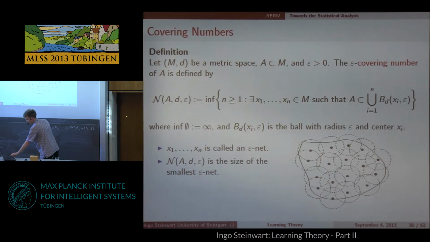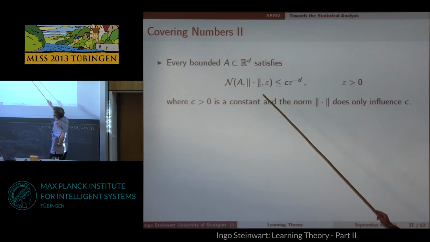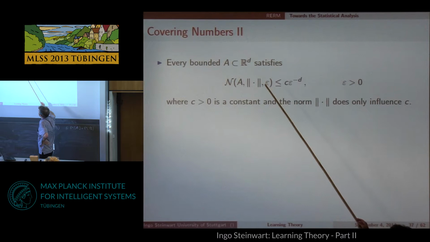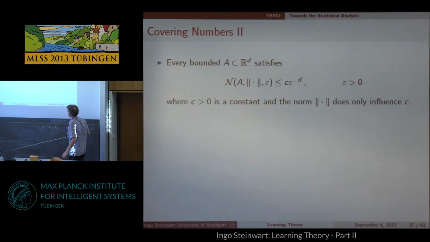Okay, so covering numbers, as it turns out, have been studied in mathematics for 50, 60 years. Therefore, there's a huge literature on estimating covering numbers. Usually, it's extremely hard to compute covering numbers exactly, but it is often known how to find upper bounds on the covering numbers. And here's the first known bound: for bounded subsets of R^D, the covering numbers of these bounded sets simply behave like a constant C times epsilon to the power minus D. Here it does not matter which kind of norm we consider. Just think about the Euclidean norm, for example. Whatever norm we take, it will only influence this leading constant here.